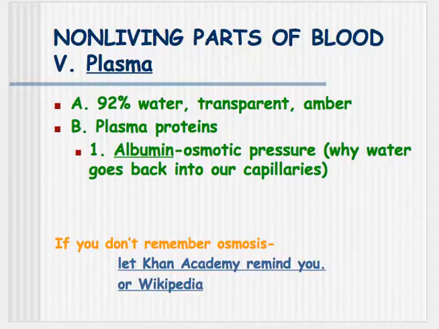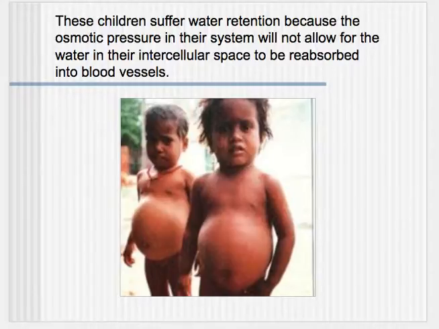So the next slide here is a picture of what happens when that water does not go back into the capillaries to be recycled by the body. And these children suffer from water retention. Again, osmosis. Water is going to flow from areas of high concentration to low concentration. And if there aren't plasma proteins in the blood, then that water is not going to move back into the blood vessels. And this is the distension of the belly here that shows that these boys are lacking protein. So very, very important, these proteins that we have in our blood.